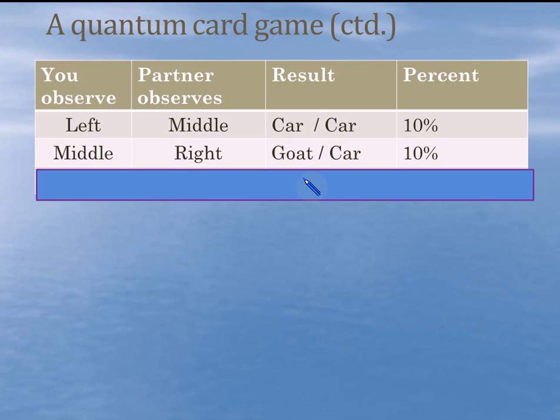Okay, so based on your observations, and you've played this hundreds and thousands of times, you can see that whenever you choose the left door and your partner chooses the middle door, you both get cars 10% of the time. And whenever you choose the middle door and your partner chooses the right door, then you get a goat and he gets a car 10% of the time.